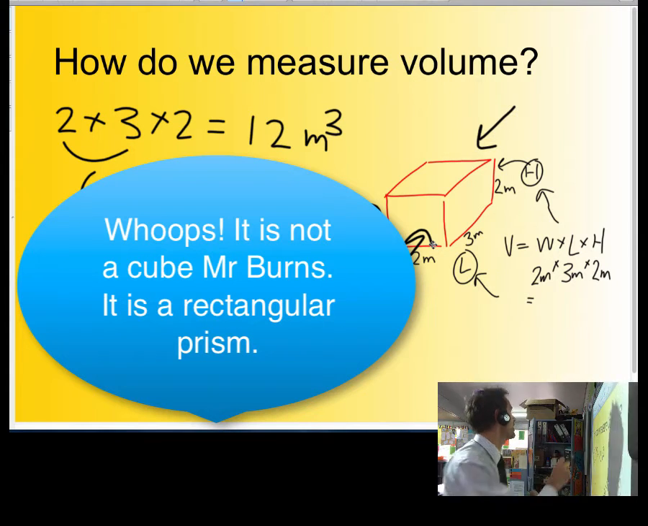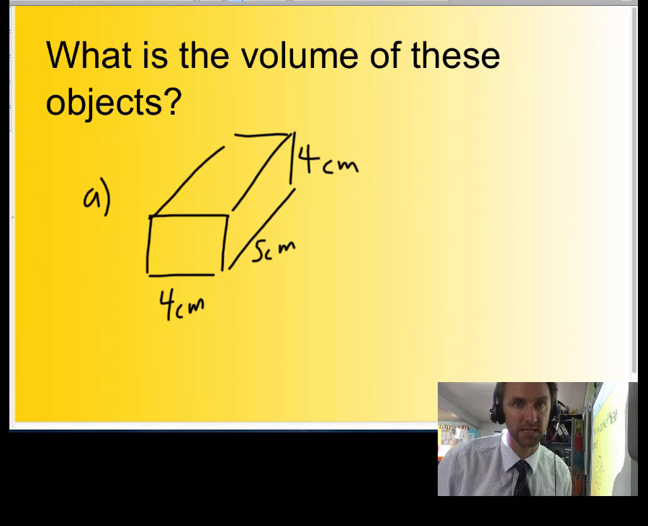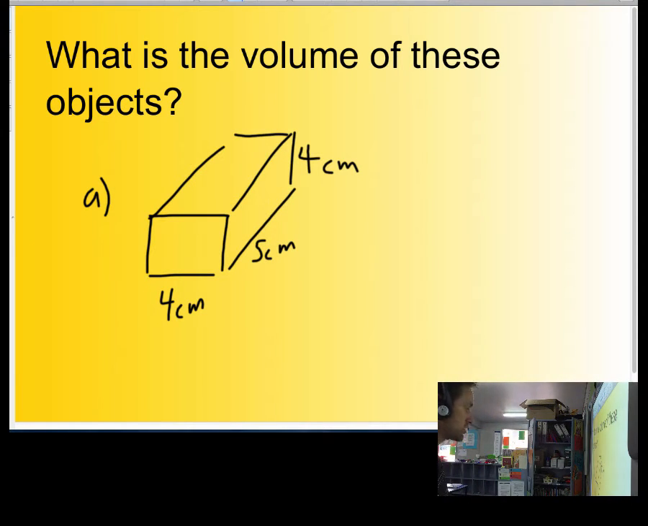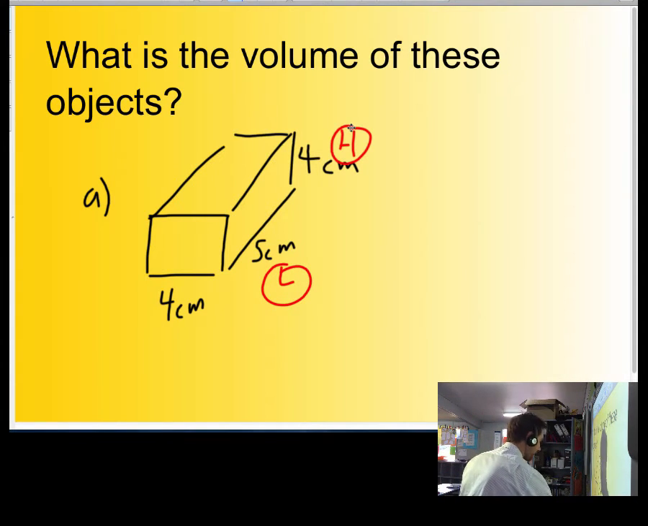Okay, let's have a go at one more perhaps. Let me show you this one. What is the volume of this object? Well, it's easy, guys. Once again, you've just got to times the length, by the height, by the width.